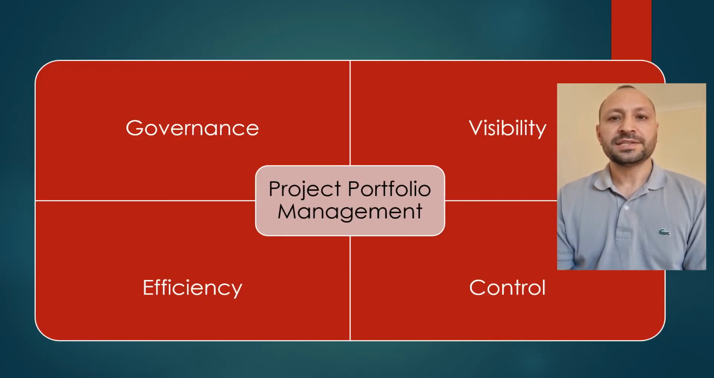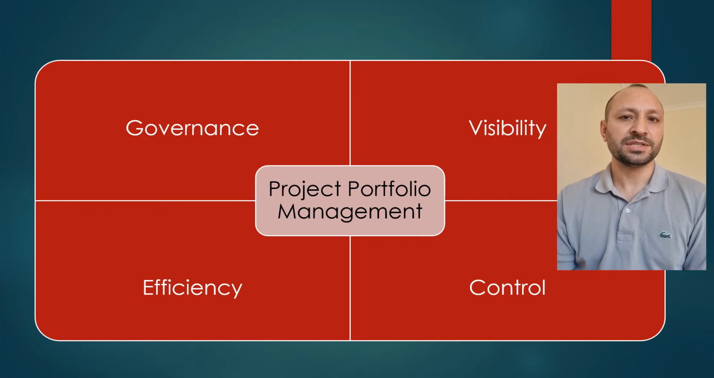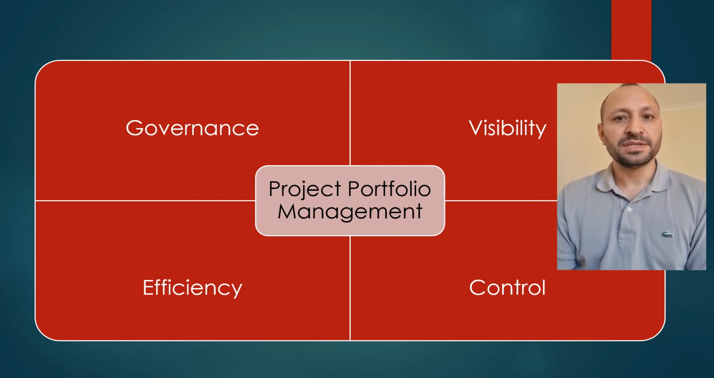Some of the main characteristics of a successful PPM are governance, which is at the organizational level, at portfolio level, at program level, as well as at the project level. And it must provide visibility to all the stakeholders, either internal or external, and it provides control because it provides a bird's eye view of what is happening in the organization, what resources they have, and what the progress is. And finally, it ensures efficiency because of that governance and visibility.